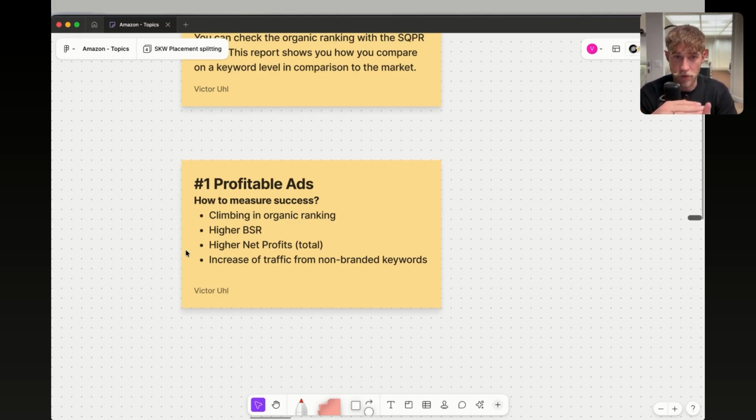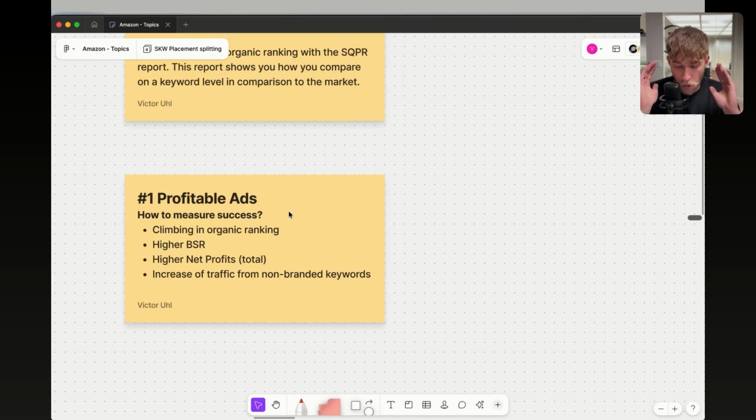an organic rank tracker. We need to understand whether we have higher bestseller ranking in BSR, or if the net profits are bigger, or if we have an increased traffic from non-branded keywords. Because if your branded keywords increase and you have more sales, it's literally not the reason behind this system. So to recap, the first secret and the first understanding of how your brand has to function is that profitable ads are a lie overall, but you have to structure them well.